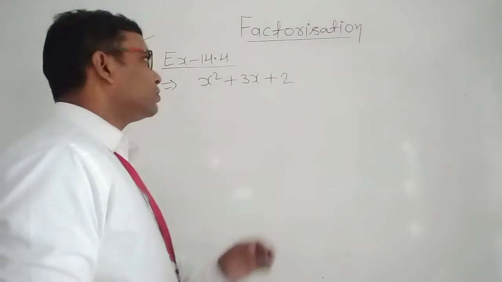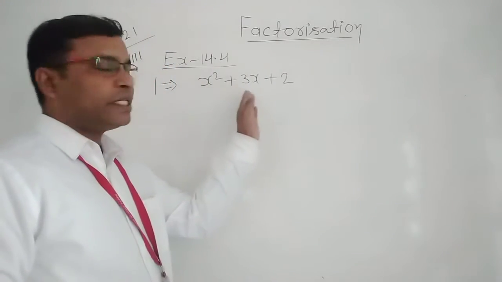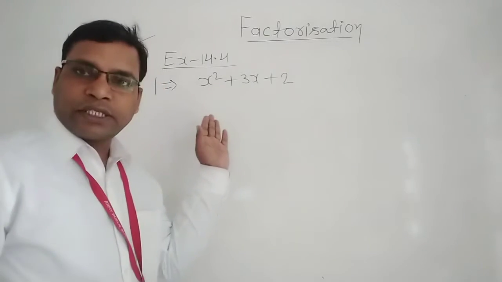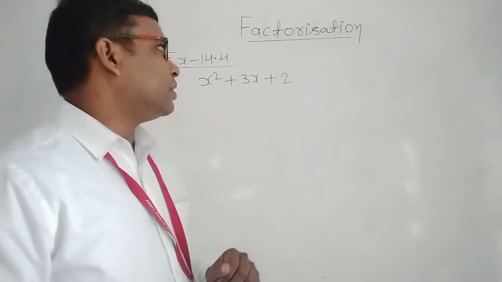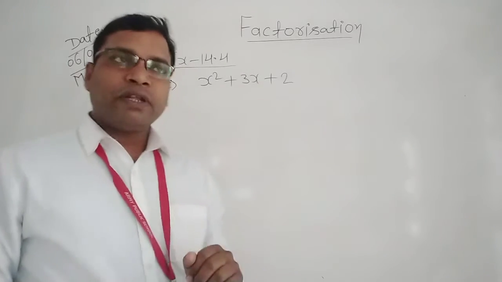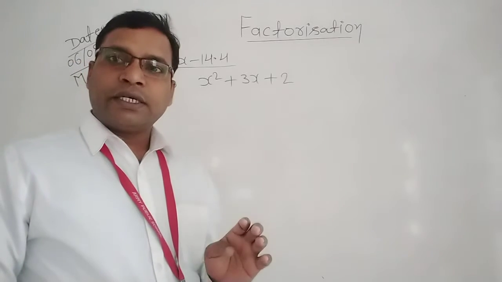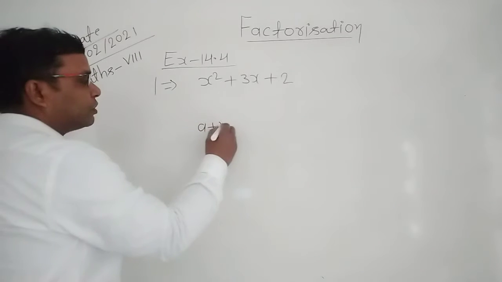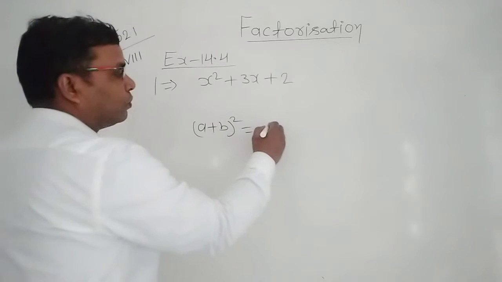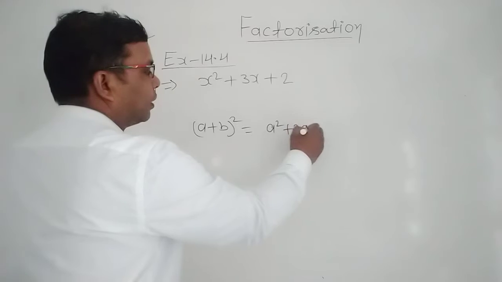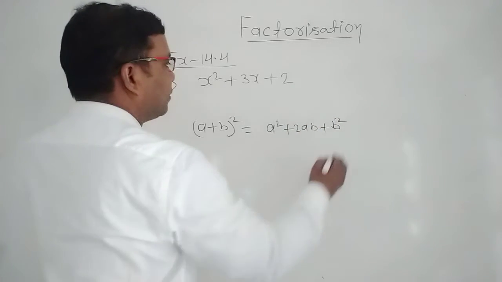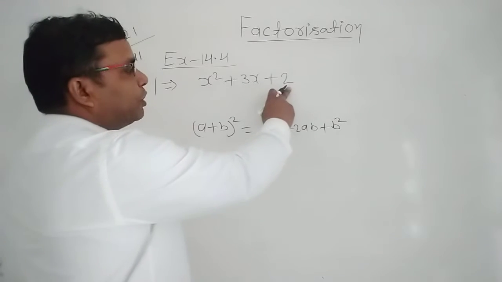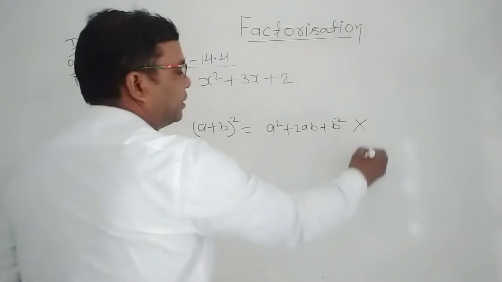Okay, now here we have x square plus 3x plus 2. This is the algebraic expression given. You can also say it's a trinomial because it has three terms. You know very well the identities. The first identity is the whole square of a plus b, which is equal to a square plus 2ab plus b square. Here you can see a square plus, but not b square, so this identity is not applied.